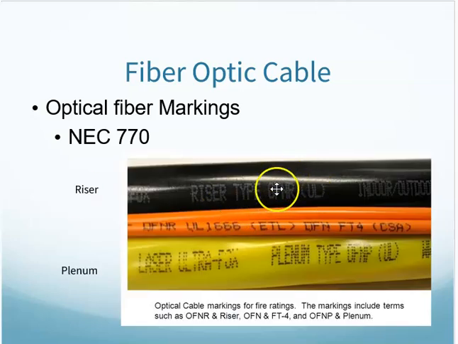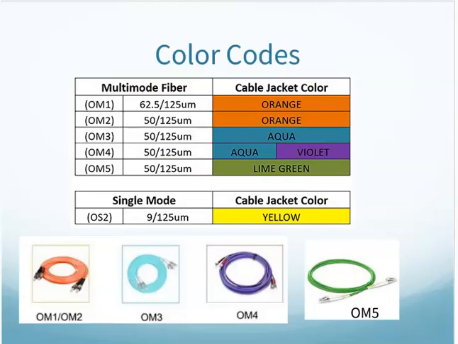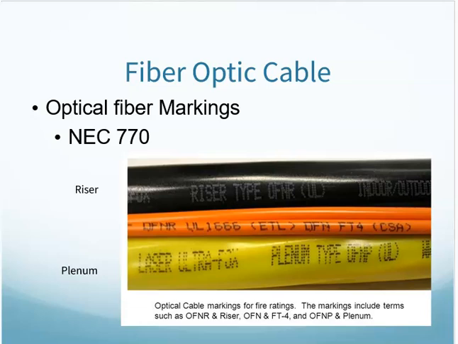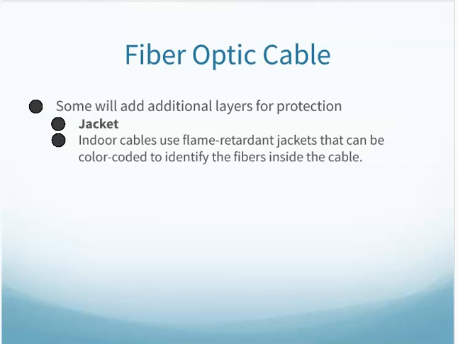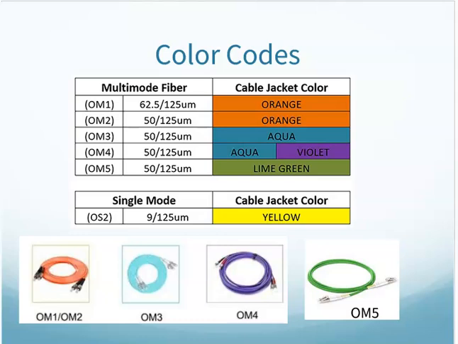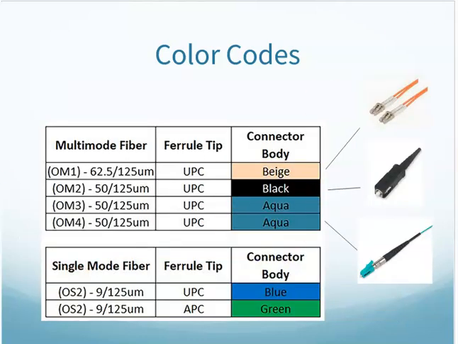So look for those ratings. Riser, okay, here's another riser, and over here is plenum. It even says plenum right there, OFNP, plenum. Also remember that our jackets are letting us know the color code of the type of fiber we're dealing with inside, whether it be multi-mode, single mode, etc. So remember all of these color codes, if you will. All right, so when they talk about the jacket letting you know the type of fiber as well as the fire rating, we're looking at the code for the fire rating, and then we're looking at the jacket color to let us know the type of fiber we're dealing with, or the connector to let us know what type of fiber we're dealing with.